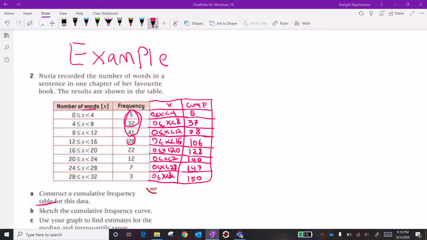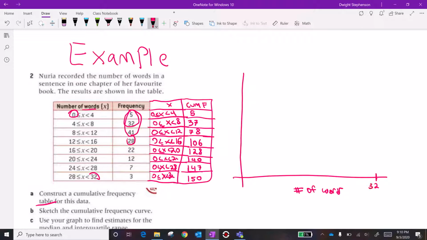Next we want a cumulative frequency curve, right? For a cumulative frequency curve, we're going to have, as always, 2 axes. Down here we're going to put number of words, and the range for this has to go from 0 to 32, right? So I need 32 to be all the way at the end. The way I like to do this is break this into half and then half of half. It just seems like it makes it easier.